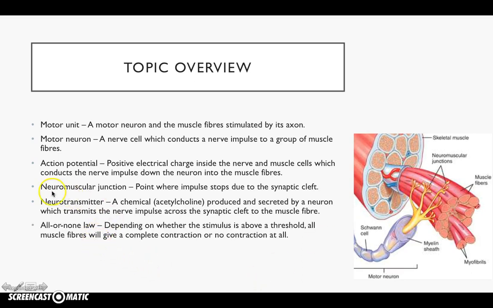Then this is what we need to know, the all or none law. Please write down all or none law. Depending on whether the stimulus is above a threshold, all muscle fibers will give a complete contraction or no contraction will take place at all.